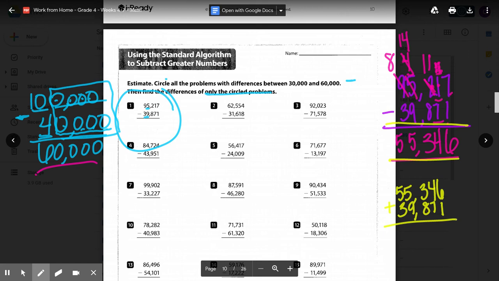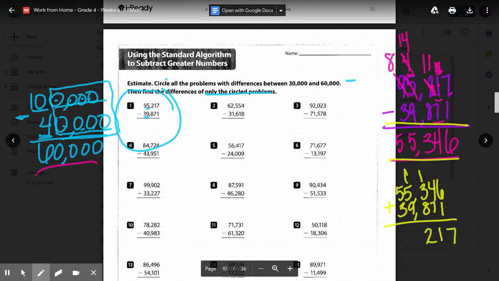So 6 plus 1 is 7. 7 plus 4 is 11. Drop my 1, carry my 10. 8 plus 3 is 11. And then we're going to add that 1 that we carried. So it'll be 12. Dropping my 2, carrying my 1.